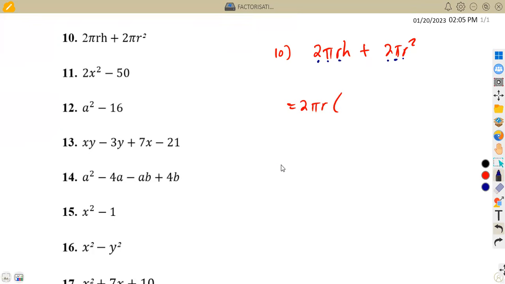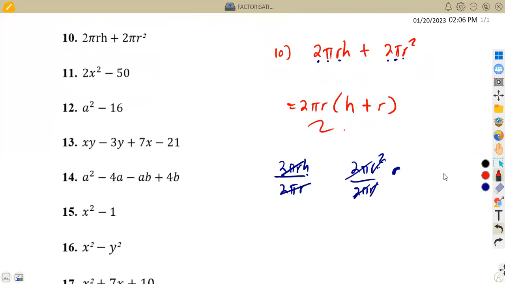If we divide 2 pi rh by 2 pi r, this will cancel and you remain with h. So this is going to be h plus, the same thing, 2 pi r squared divided by 2 pi r: 2 pi and 2 pi will cancel, r into r squared, we are going to remain with 1 r. So this is going to be h plus r like that. So that's what you're going to have at the end: 2 pi r into h plus r.